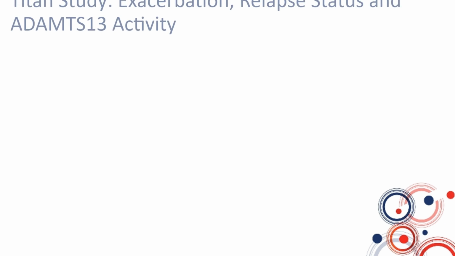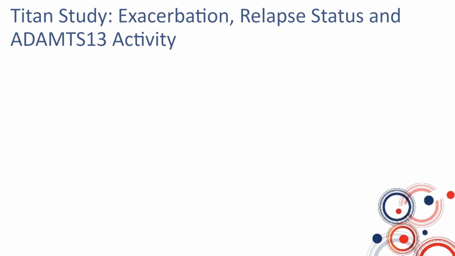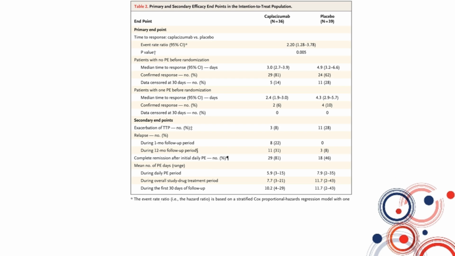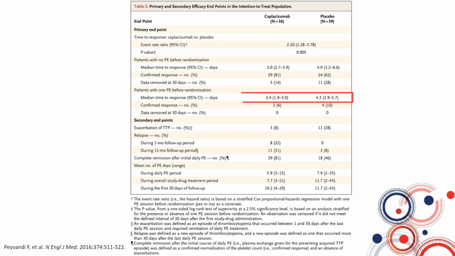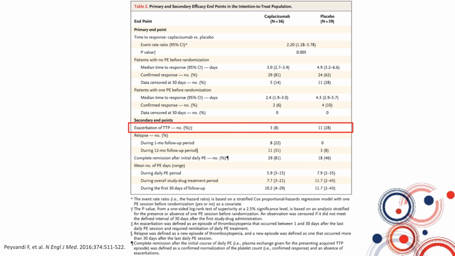If you look at the initial data from the TITAN study, they're certainly very interesting. If you look at the caplacizumab treated patients, the median time to a response or a normal platelet count certainly was shorter than the placebo treated patients. This is a very good and objective metric to judge the efficacy of the treatment. But I think what's more exciting and more interesting is this marked reduction, this significant reduction in the exacerbations of TTP, occurring in 3 of 36 patients, or 8%, compared to 20% of patients on the placebo arm of the study.